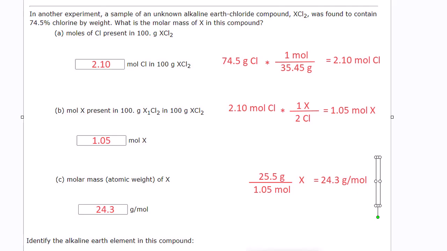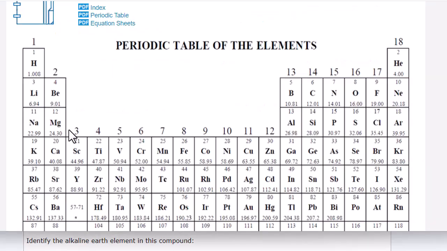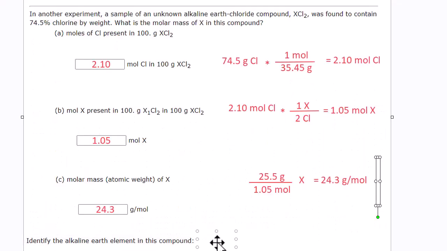So let me get back to that periodic table and look up and see what has a mass of 24.3, and here it is. Magnesium, which is an alkaline earth. That makes sense. 24.3. Beautiful. So the identity is magnesium.